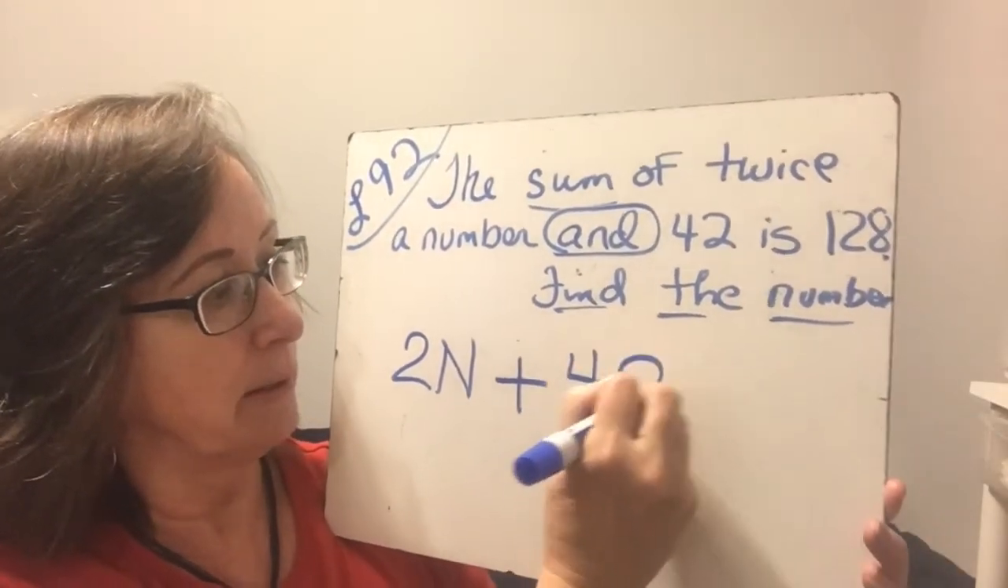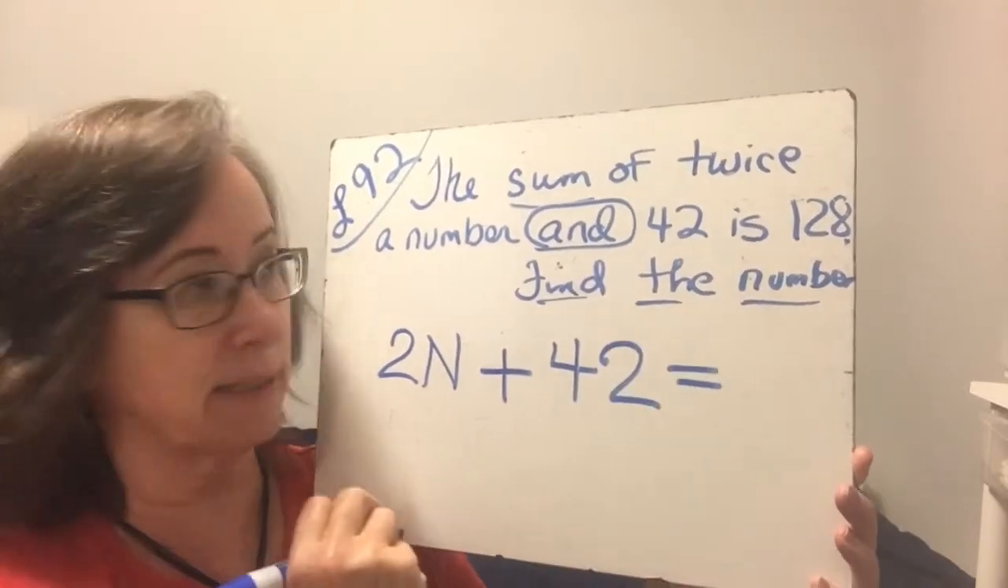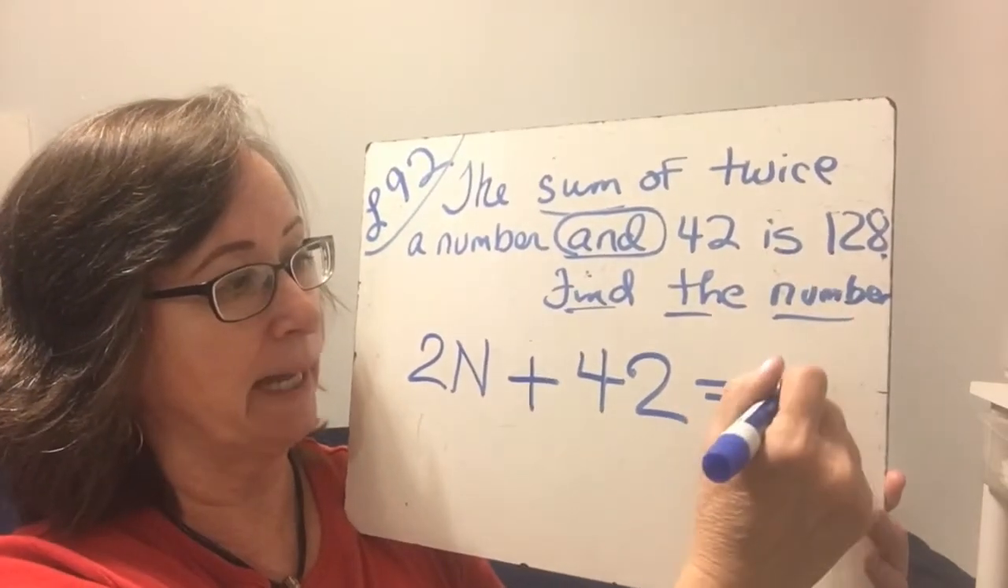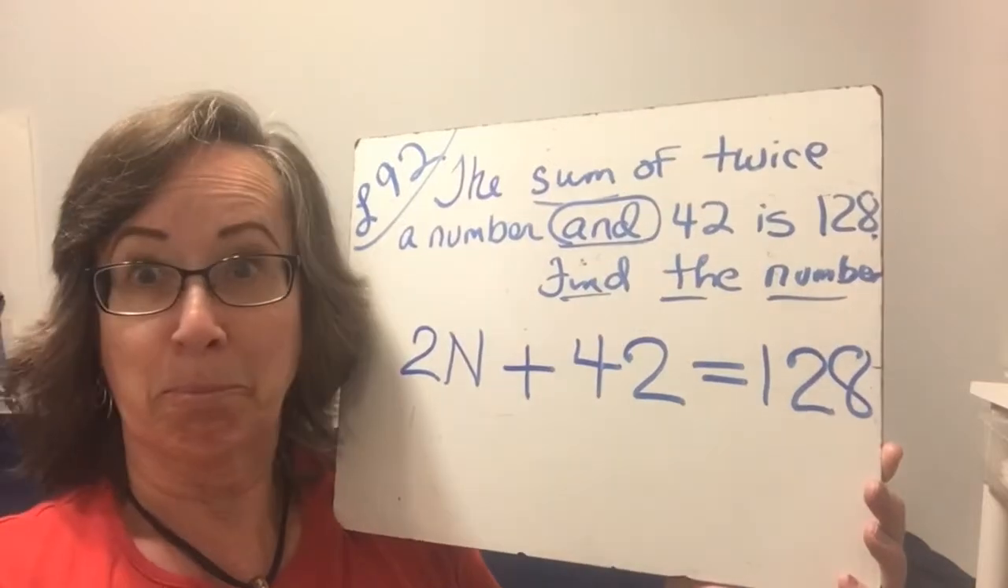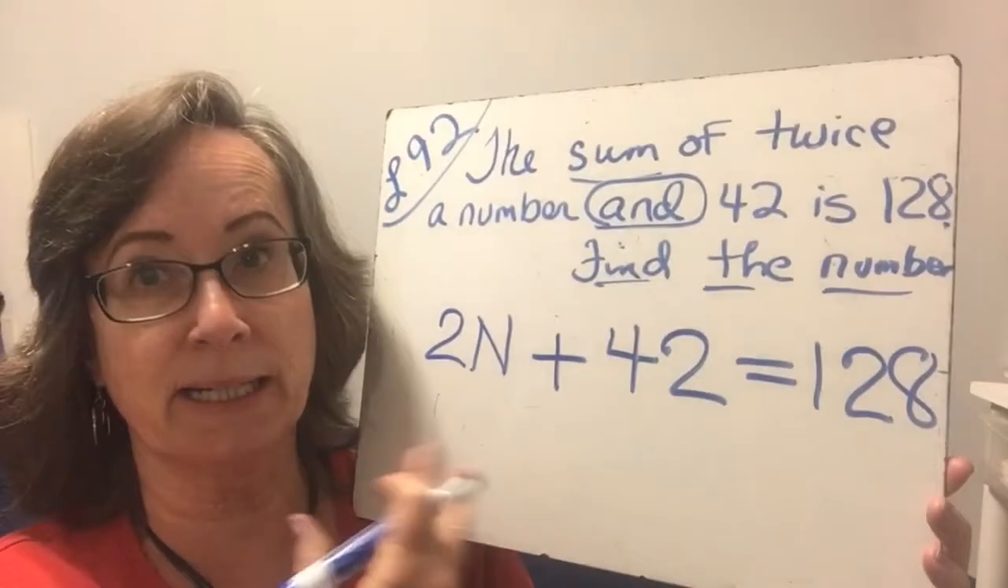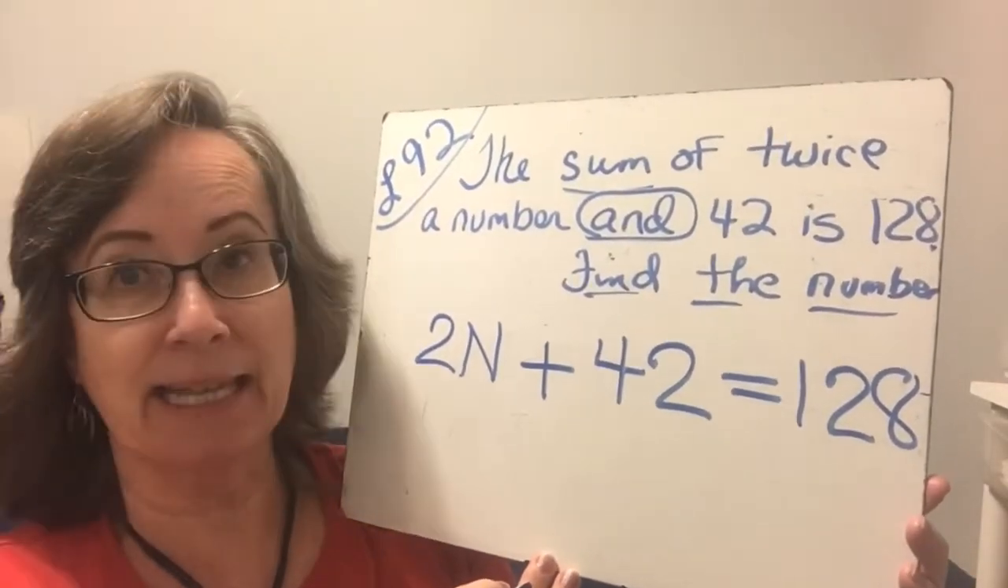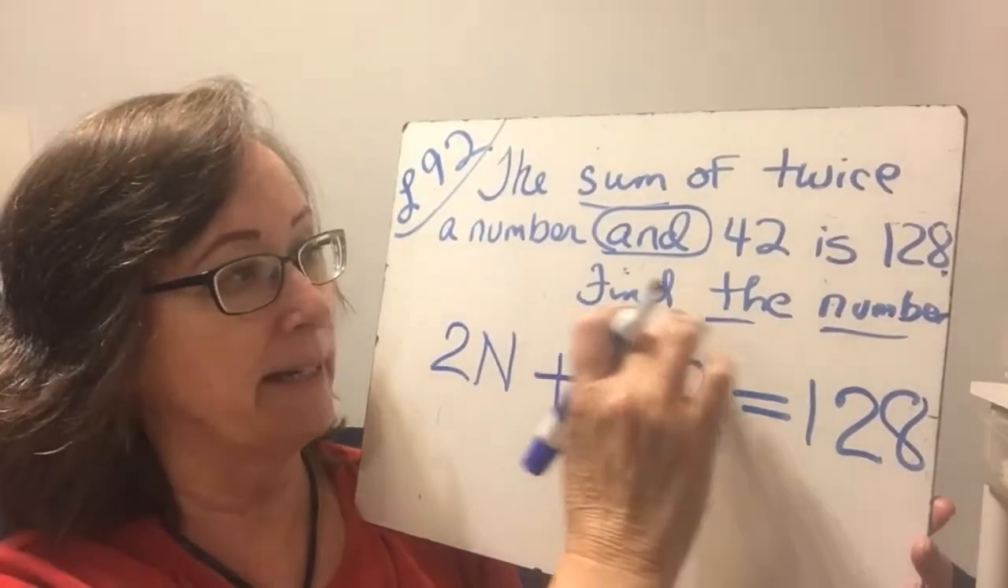42 will be our equal sign, 128. That's it. So now that we've written our equation, the next thing is to find the number.